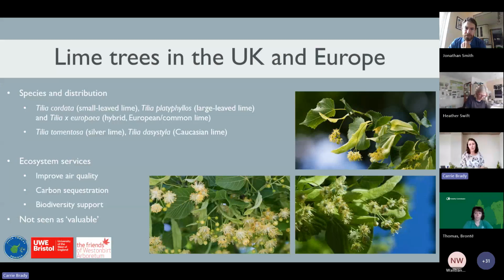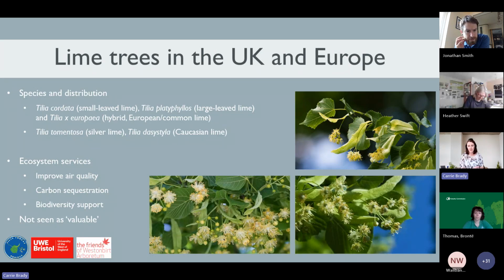Tilia platyphyllos, and their hybrid, the common or European lime, which is Tilia europaea. In the UK, the small-leaved lime is native to much of England and Wales, but not Scotland, whereas the large-leaved lime is generally less common and has a much more restricted distribution than the small-leaved lime. The European or the common lime has a scattered natural distribution, but it's this tree that we find planted in urban areas, parks, and avenues.